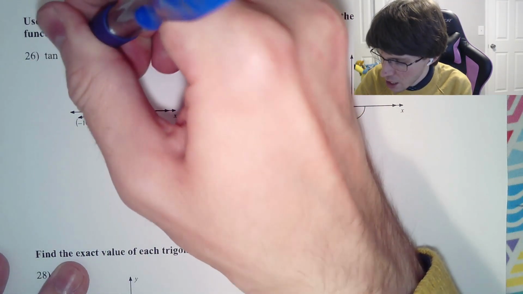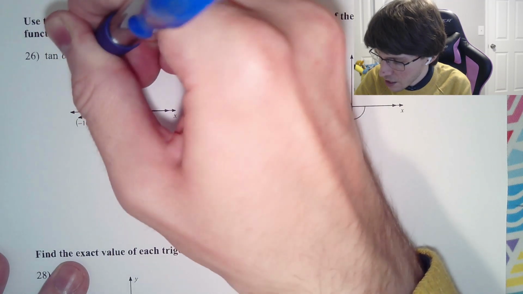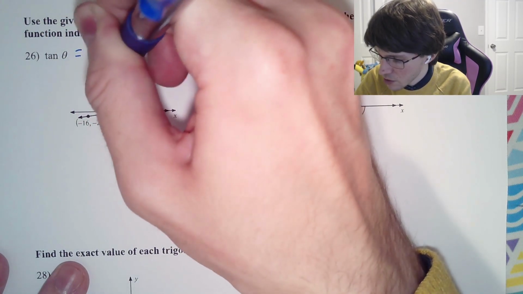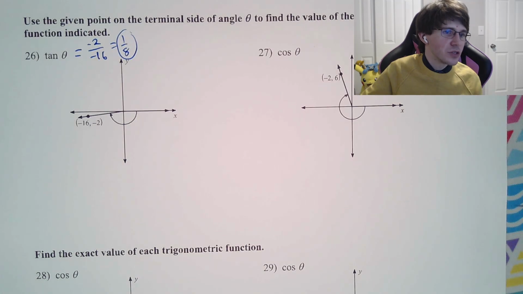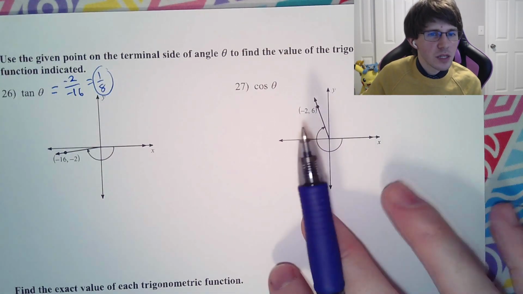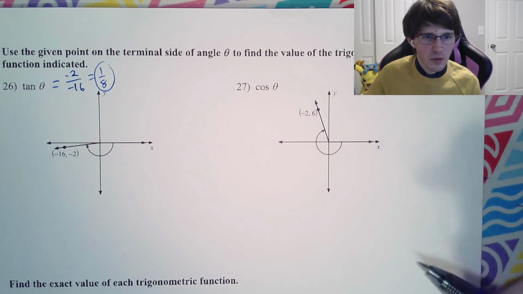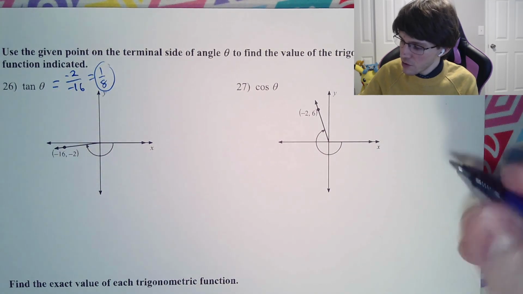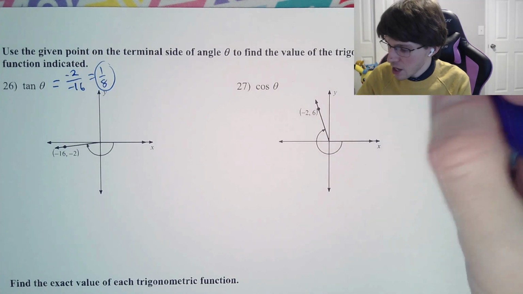It is just the y value over the x value, and that will reduce to 1 over 8, and that is the entire problem. You don't have much to do, you just do y over x. When it comes to this one, you do have a little bit more work because you need to figure out what the radius is. But remember, you can figure out the radius just by using your Pythagorean theorem.